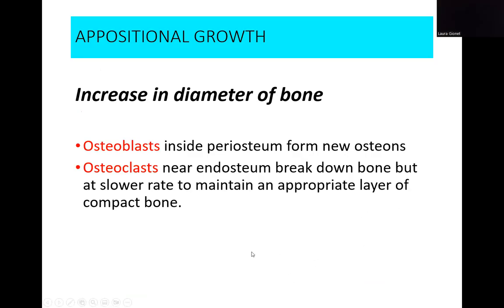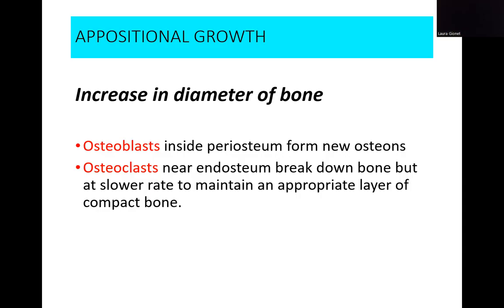Now we want to increase the diameter of bone, and that's called appositional growth. This requires the coordinated activities of osteoblasts and osteoclasts. If I want to increase the width of the bone, increase not only the epiphyses, because those have to get larger, but especially the diaphysis, we don't want to just lay down a whole bunch of bone on the outer surface, because then your compact bone region will be really thick and heavy.